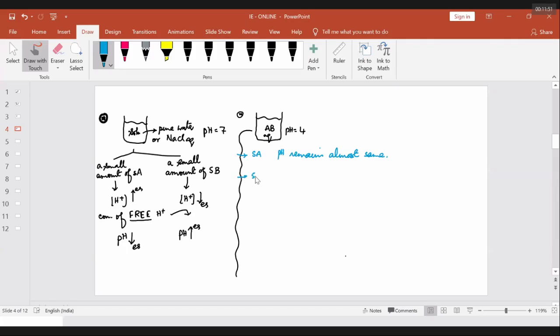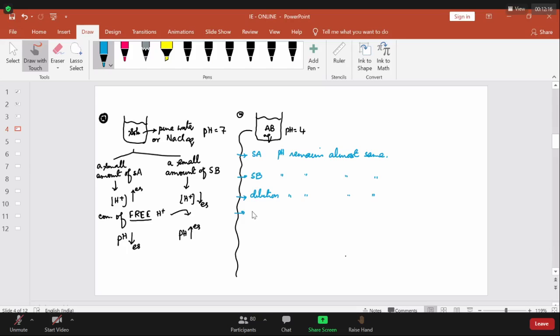Roll number two came. He added a small amount of strong base. He is expecting that pH value should increase, but pH again remains almost the same. Then roll number three came and he diluted the solution. Upon dilution, there is an increase in quantity, there must be a change in molarity and pH must change. No, sir, pH is almost constant.